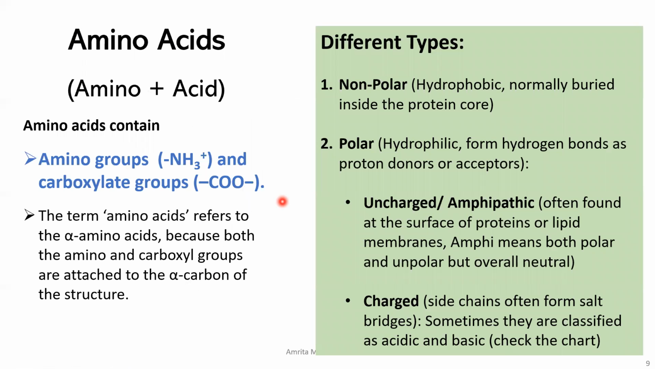Okay, so it has two groups, like we said, the amino group and the carboxyl group, and that's what we just learned about. The term amino acids refers to alpha amino acids, because both the amino and carboxyl groups are attached to the alpha carbon, the first carbon of the structure.